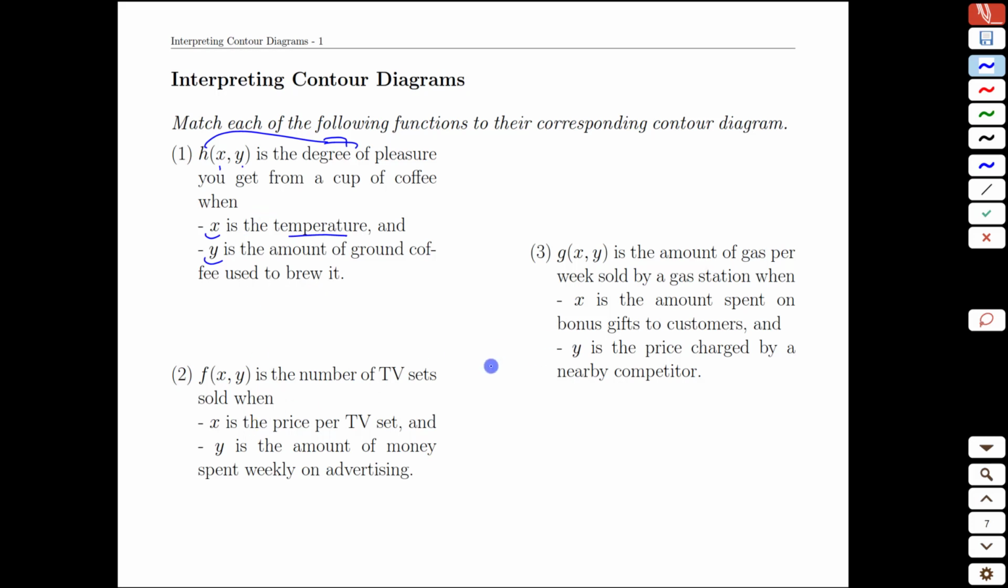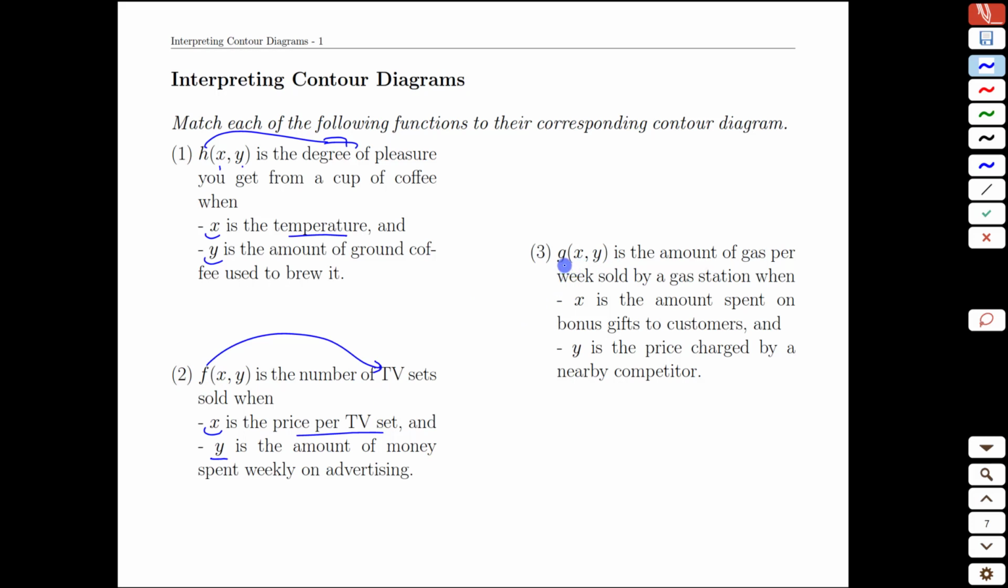Let's explore the other functions next, and then we'll be able to compare and contrast the features we would be looking for. Our second function is one described in words as the number of TV sets, so F is the number of TV sets sold, based on two pieces of information: x being the price per TV set, and y being the amount of money spent weekly on advertising. If we know the price and the amount spent on advertising, we should be able to make some forecast about the number of TV sets sold.